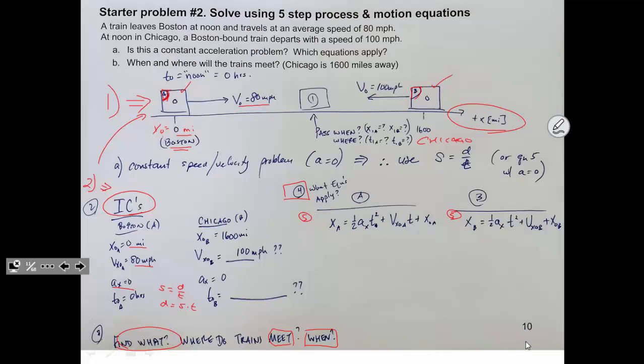So we actually have 2 objects. We've got object A and object B, a train from Boston and a train from Chicago. So I'm going to have to write a motion equation for each one of these. I just wrote down our general equation for each, but you'll notice I'm using a subscript A for the Boston train and B for the Chicago train. And the question is, what are we going to plug in for each one of these equations? Well, our acceleration of each of these is 0, so we can knock out the acceleration. Our initial position for the train leaving Boston is 0. For the Chicago train, it's 1,600 miles.